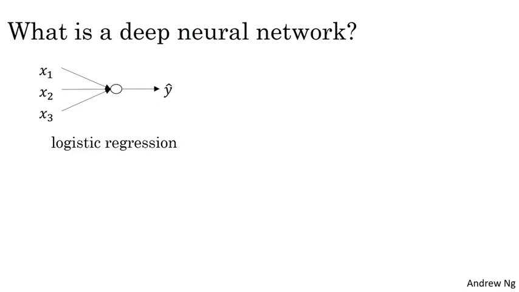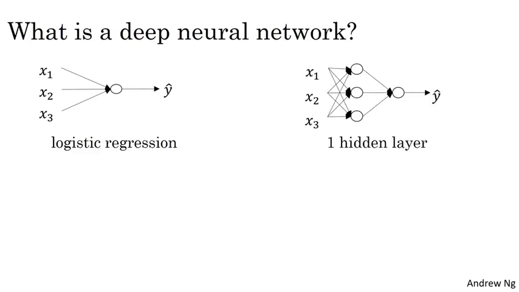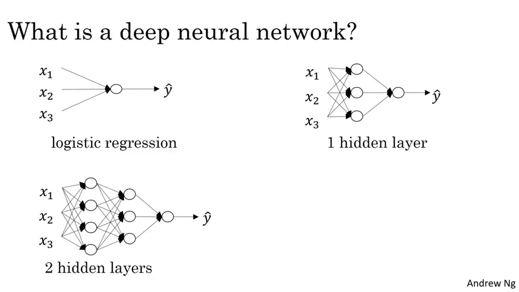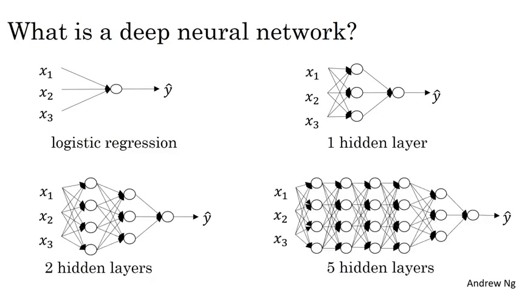So what is a deep neural network? You've seen this picture for logistic regression, and you've also seen neural networks with a single hidden layer. So here's an example of a neural network with 2 hidden layers and a neural network with 5 hidden layers. We say that logistic regression is a very shallow model, whereas this model here is a much deeper model. And shallow versus depth is a matter of degree.